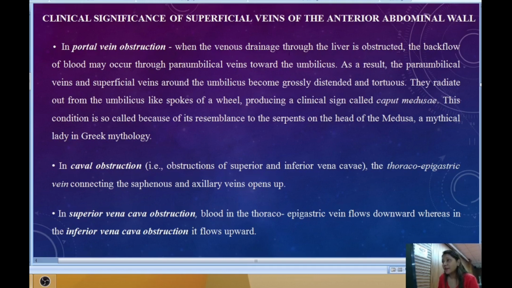When the venous drainage through the liver is obstructed, okay, venous drainage to the liver is obstructed, the backflow of the blood may occur. If obstruction is there in the liver, there will be backflow of the blood through the paraumbilical veins. Paraumbilical veins means small veins near the umbilicus. As a result, the paraumbilical vein and superficial vein around the umbilicus become grossly distended and tortuous.